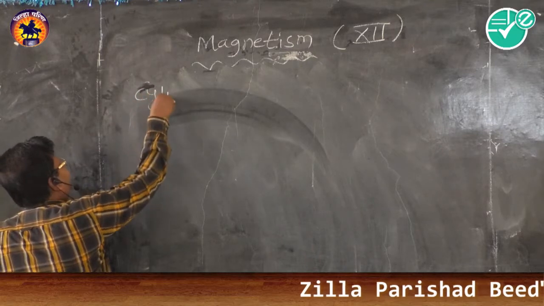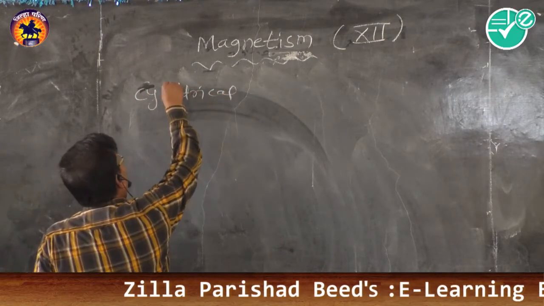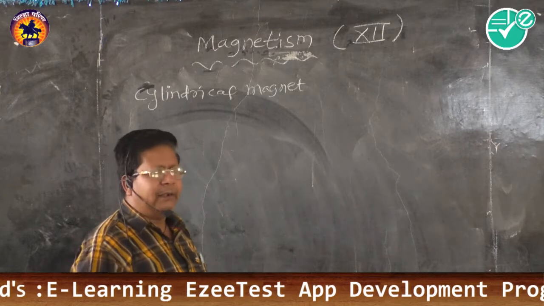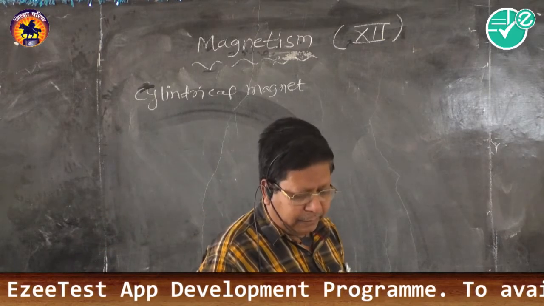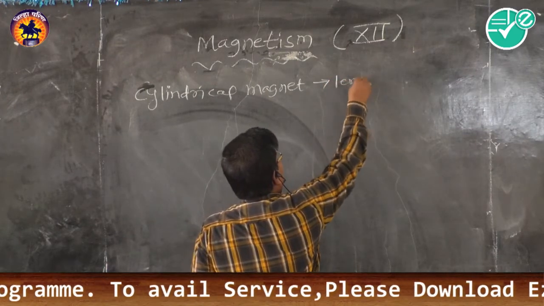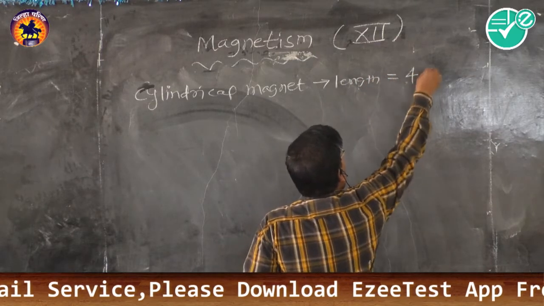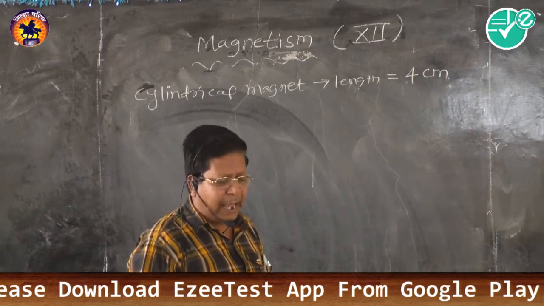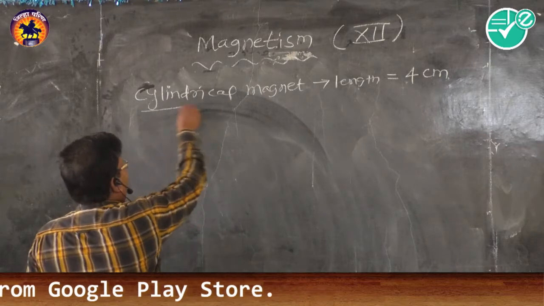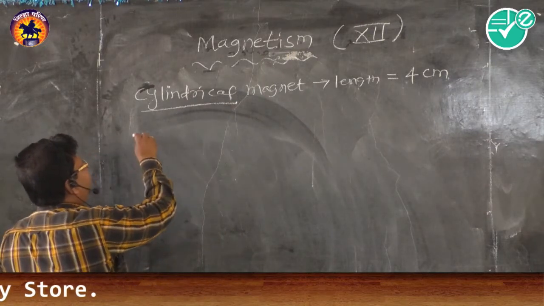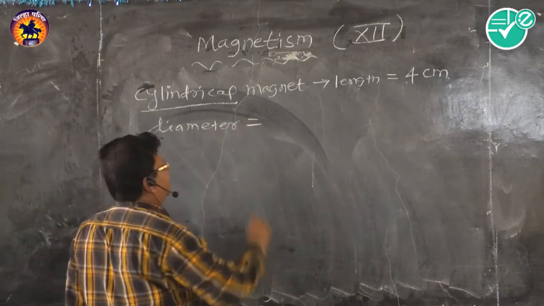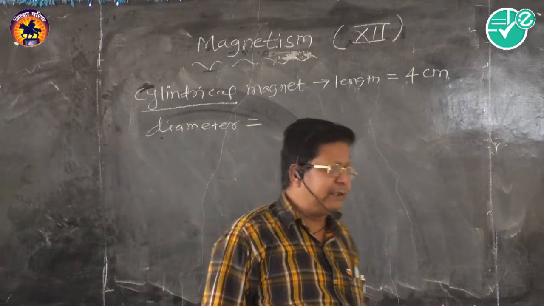We have given a cylindrical magnet, and for this cylindrical magnet, its length is 4 centimeter, and the diameter of this cylinder is 1 centimeter.